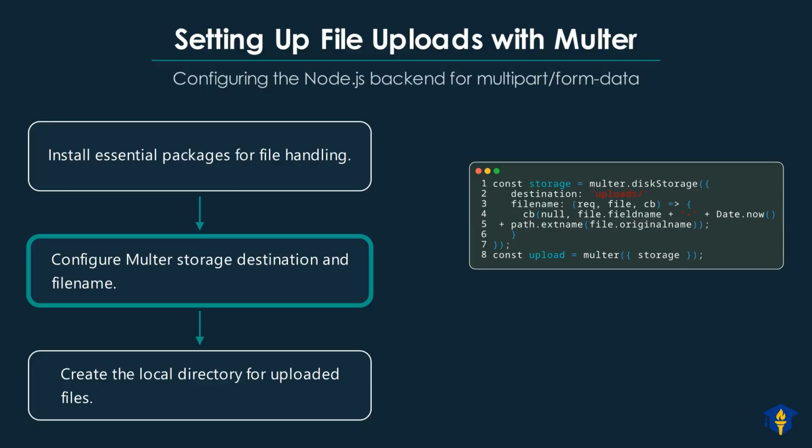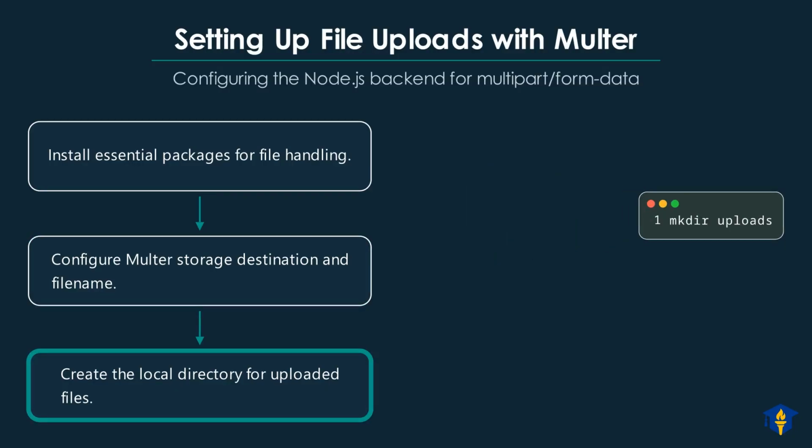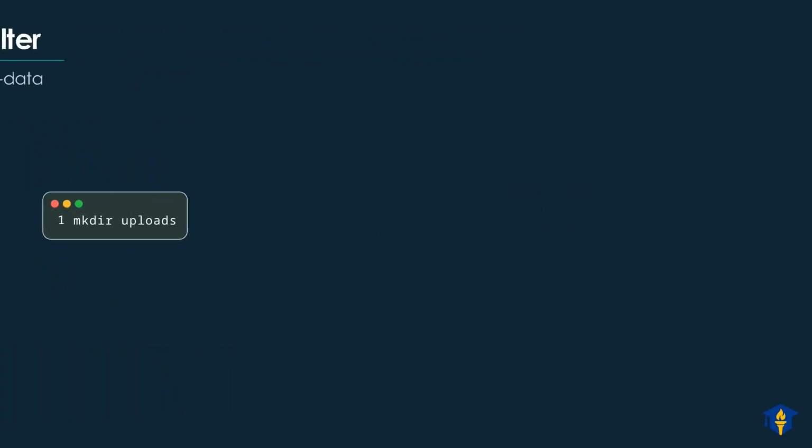Next, we configure Multer to specify the storage destination for uploaded files and how their file names will be generated. This code sets up Multer's disk storage, defining the uploads directory as the destination and generating unique file names. Finally, you need to create the local directory, where all your uploaded files will be stored on the server. The mkdir uploads command creates the designated folder in your project to store the incoming files.